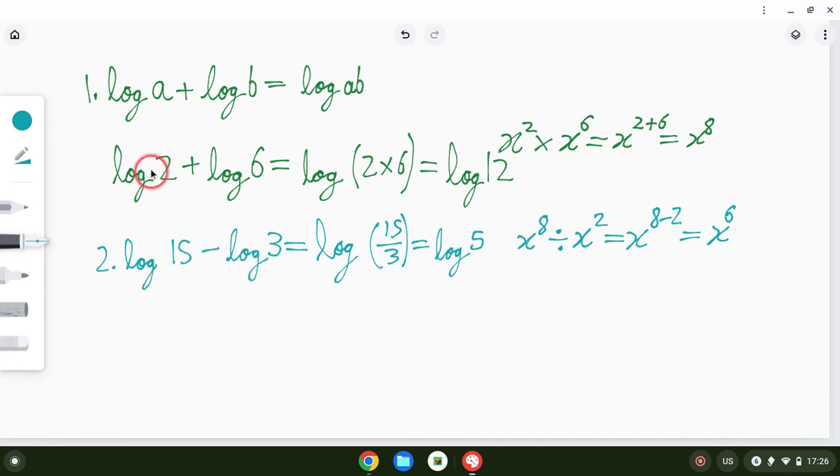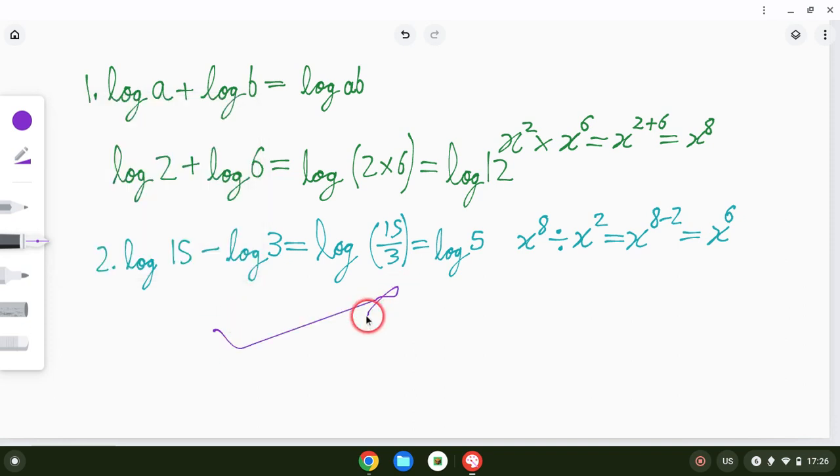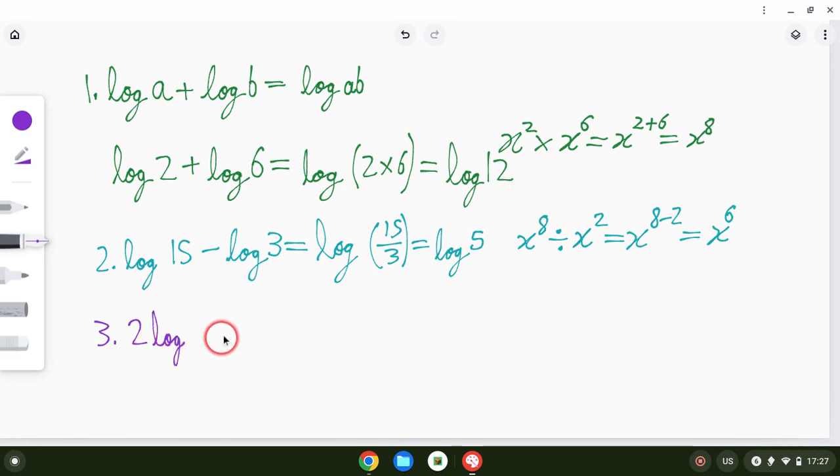And those are the two basic rules. Now, there is a third rule. I'm going to use the purple color here. There is, however, a different rule here. So let's say this is the third rule. Let's say I have 2 log of 12, so basically this is 2 times log 12.